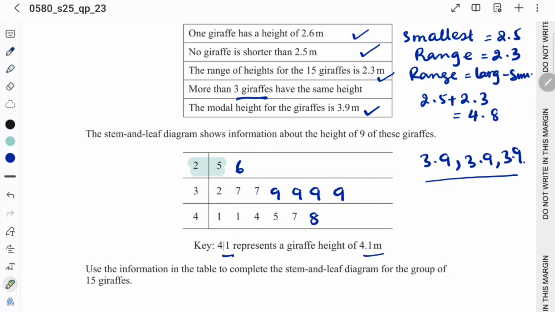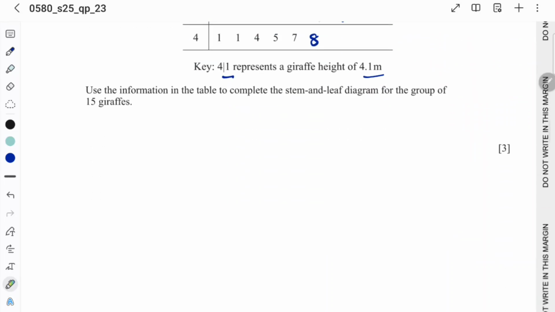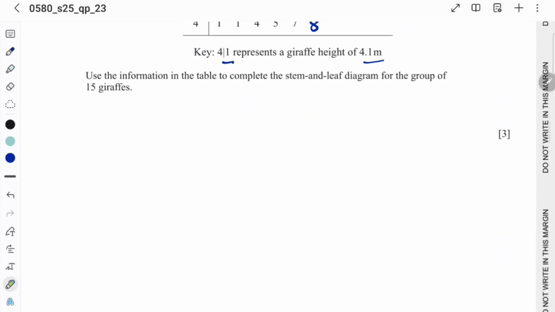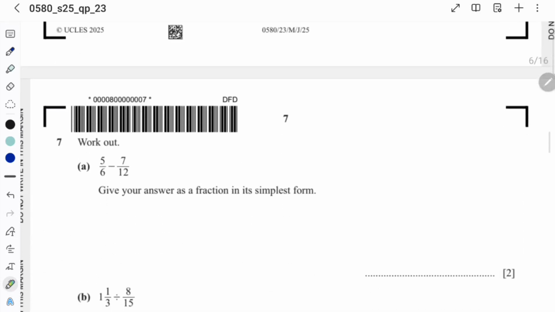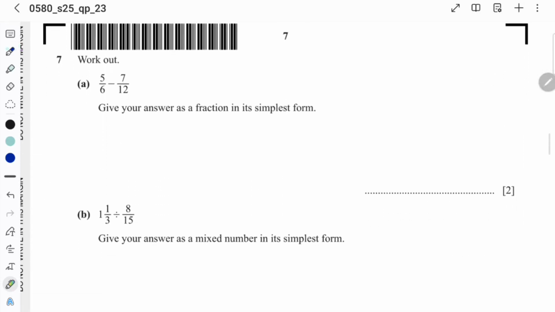I hope you understood this one. So now use the information in the table to complete the stem and leaf diagram for the group of 15 giraffes. So it's a 3 marks question. We have filled all. So question number 7. In question number 7, very easy question, and it's a 2 marks question. 5 over 6 minus 7 over 12.